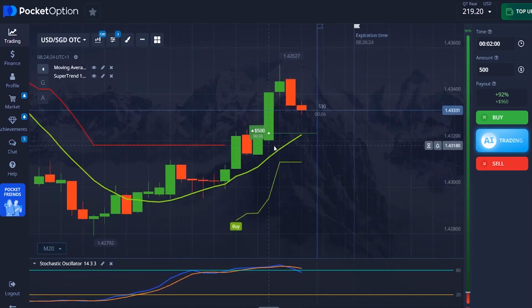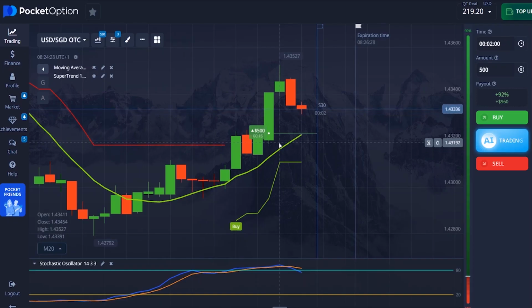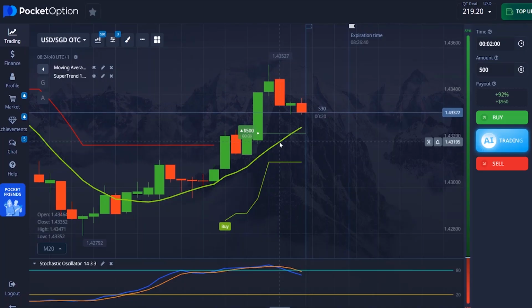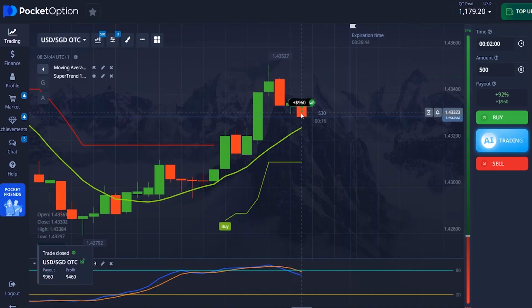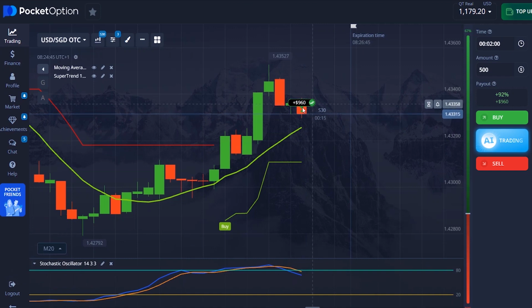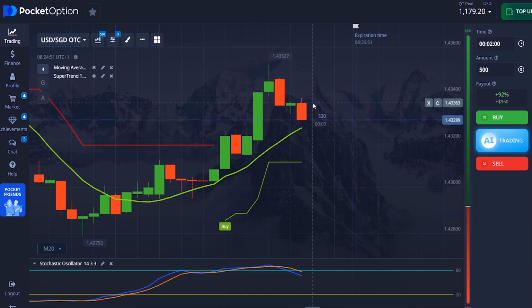So right here we have 10 seconds towards the end of this trade. Let's wait patiently and see how this trade will turn out, guys. So guys, we have 2 seconds towards the end of this trade. And as you can see right here, we make a very good amount of money. We're able to take our account from $400 to $1,179. I hope you're getting that right.